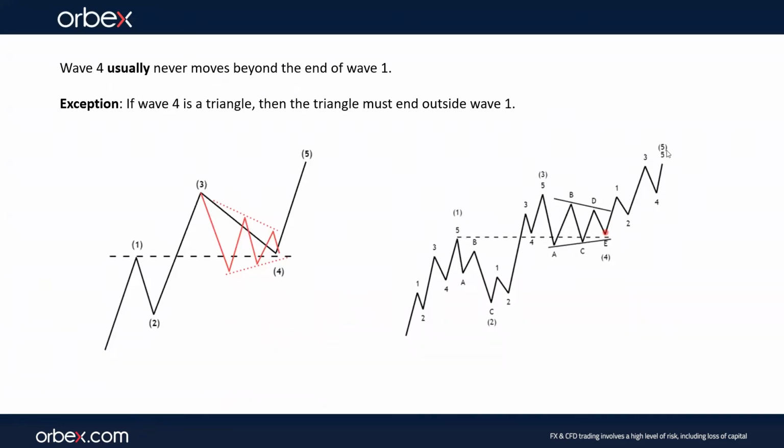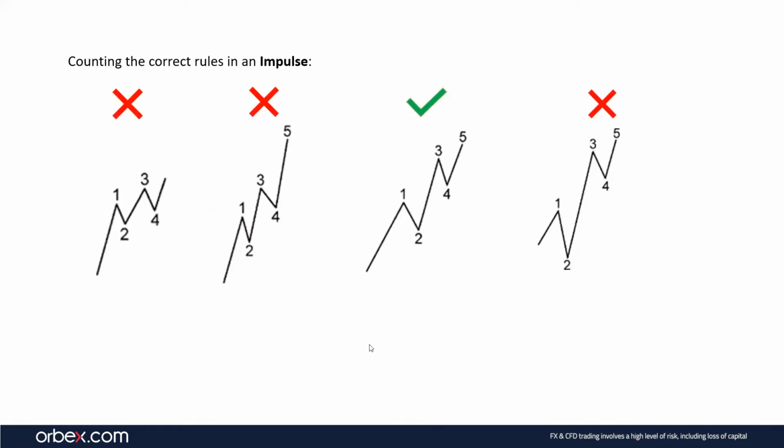And then 1, 2, 3, 4, 5 to the upside to complete the final wave 5 of wave 5 here. So this is what I just wanted to point out, because it can get confusing and we can see a few of these exceptions. I just wanted to show one exception because there are a few other exceptions as well, not just with impulses, but with many other patterns as well. So, counting the correct rules in an impulse.